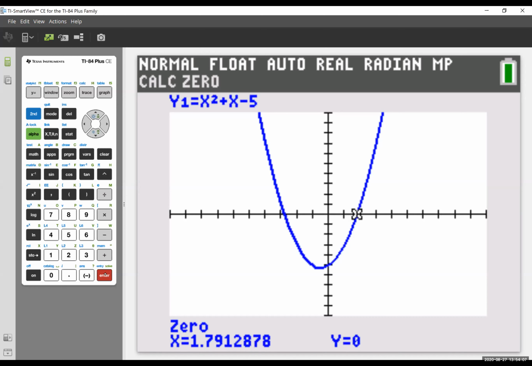So that's 1.7913. I'll take a decimal place rounding, 4 decimal places. So this is really all we need. What I like to do when I'm showing work, if I've solved something graphically, I will immediately sketch the graph on my paper. So I will do that.